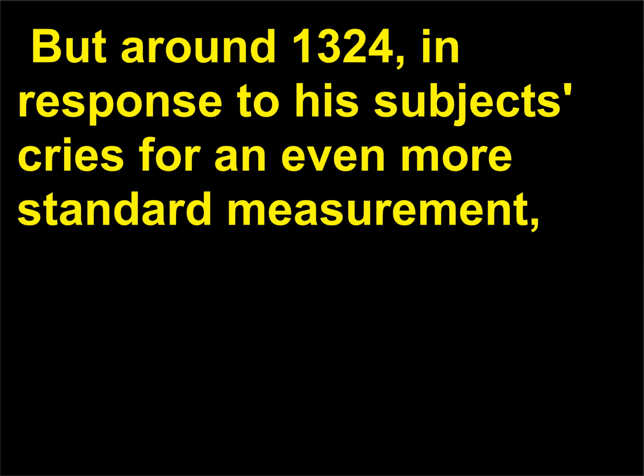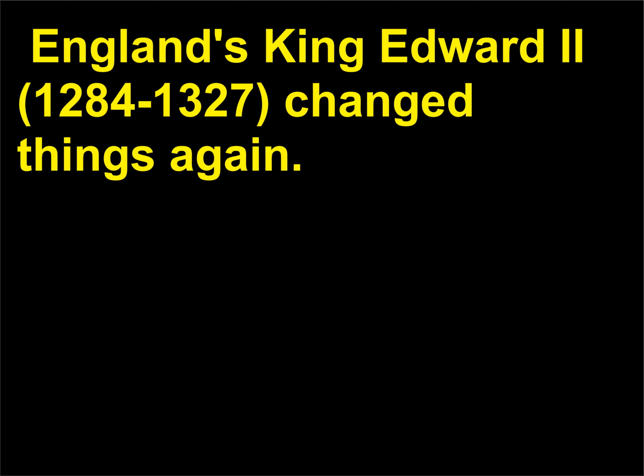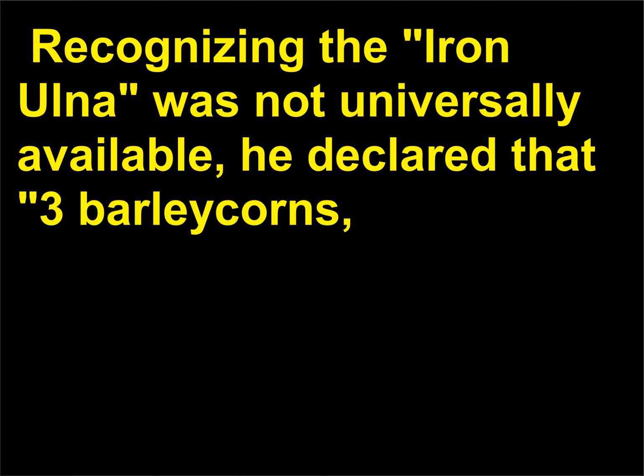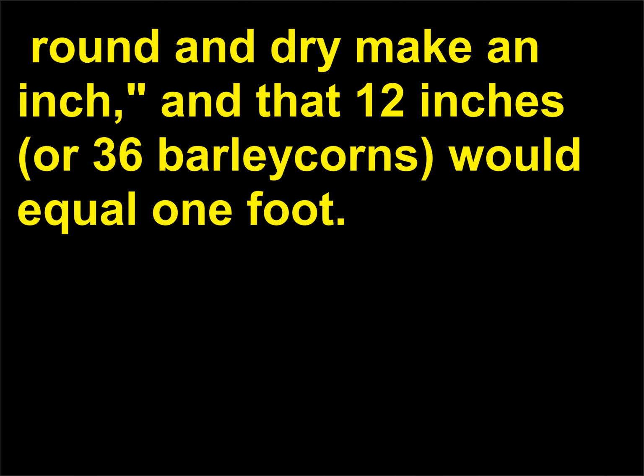But around 1324, in response to his subjects' cries for an even more standard measurement, England's King Edward II, 1284 to 1327, changed things again. Recognizing the iron ulna was not universally available, he declared that 3 barley corns, round and dry, make an inch, and that 12 inches, or 36 barley corns, would equal 1 foot.